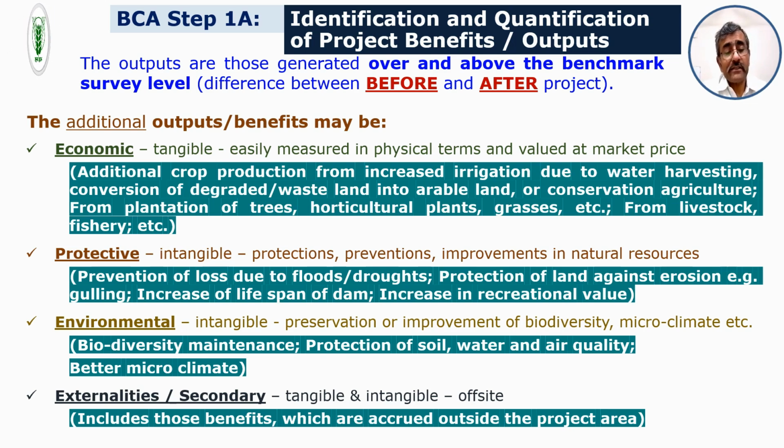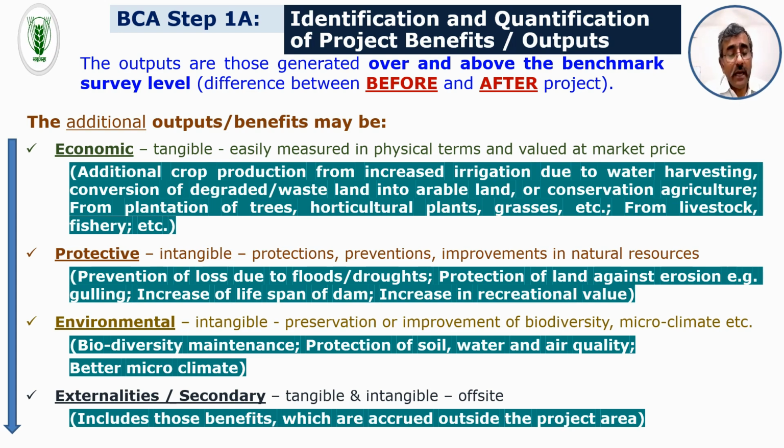The last one are the externalities. They are the secondary benefits. They are both tangible and intangible. They are off-site benefits. They actually accrue outside the project area. As we move from the economic to the externalities, it becomes difficult to identify them and more so to quantify them. But anyhow, for the project evaluation, one must try to identify the maximum number of these benefits and also to quantify them.